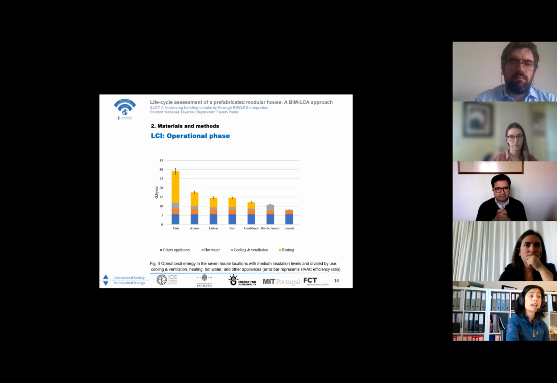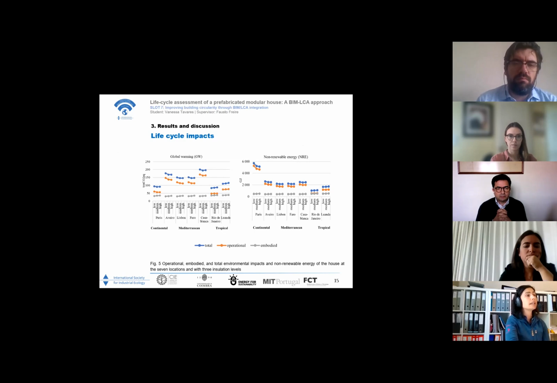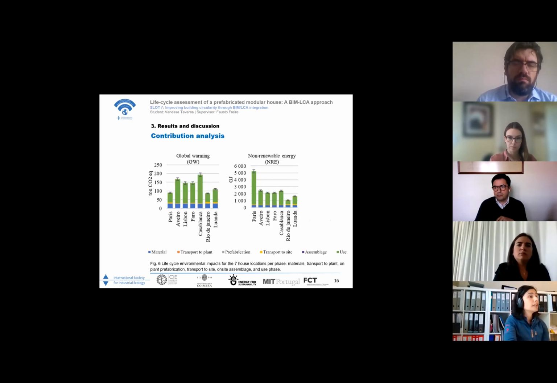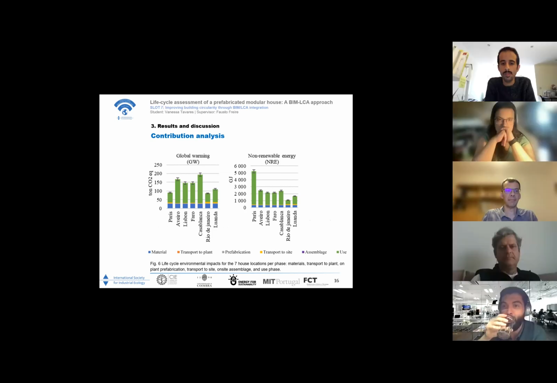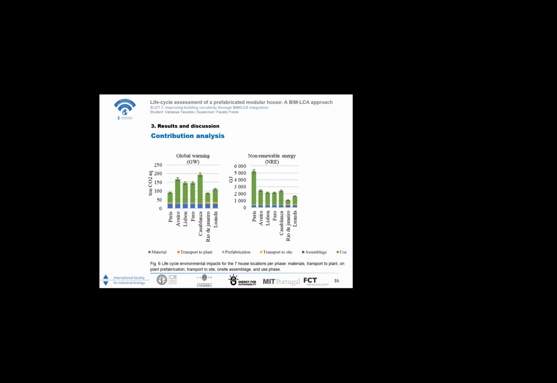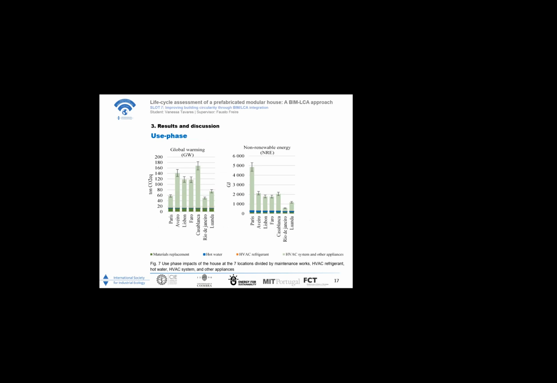Here presented, we have the energy demand for Paris, Aveiro, Lisboa, Faro, Casablanca, Rio de Janeiro, and Luanda, that were the markets for this specific house. And we can see that impacts don't linearly translate the energy demand because the electricity mix of France is a bit different. And here the contribution analysis, where we can see the impact of the use phase, different in each city.